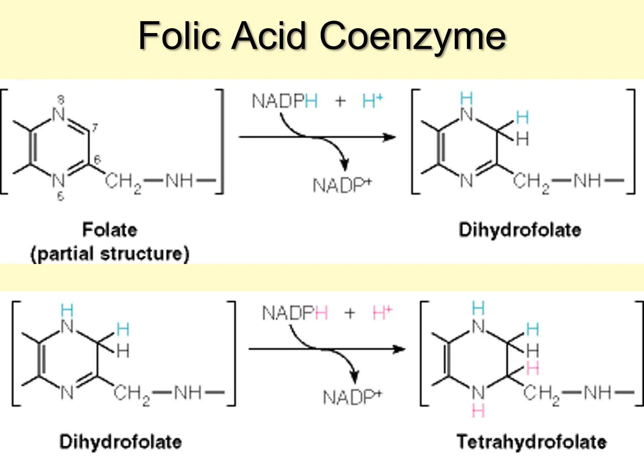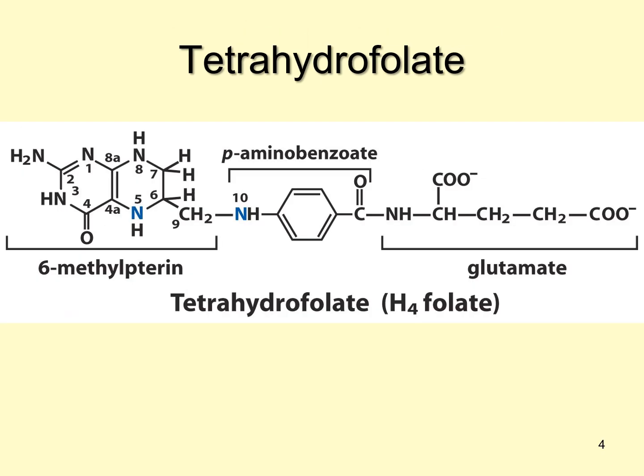This is the mechanism of how this folic acid coenzyme works with NADPH, and this folate is converted to dihydrofolate, and the dihydrofolate is converted to tetrahydrofolate, as shown in this mechanism. So this tetrahydrofolate has a 6-methylpterin side, and the PABA side, PABA meaning para-aminobenzoate, which has a glutamate substituent on its structure. This tetrahydrofolate can also be called H4 folate, and can be depicted like this. So this is the structure of tetrahydrofolate.